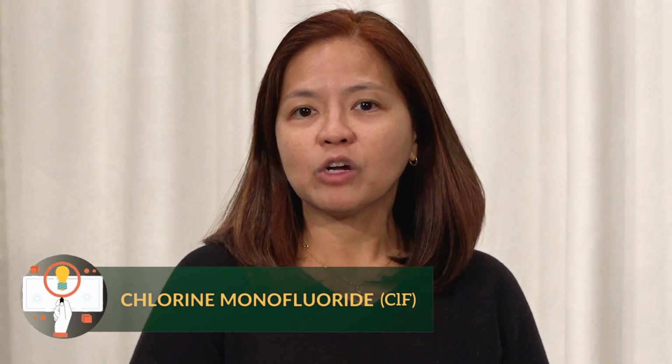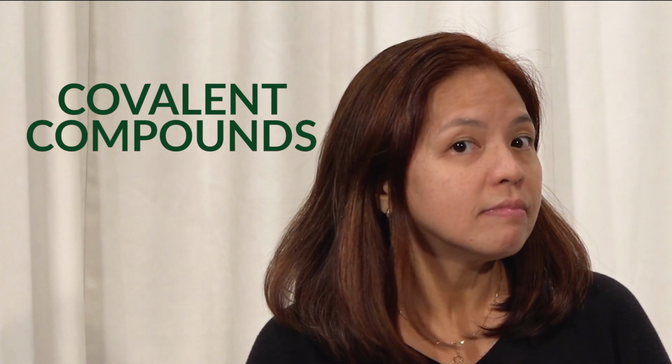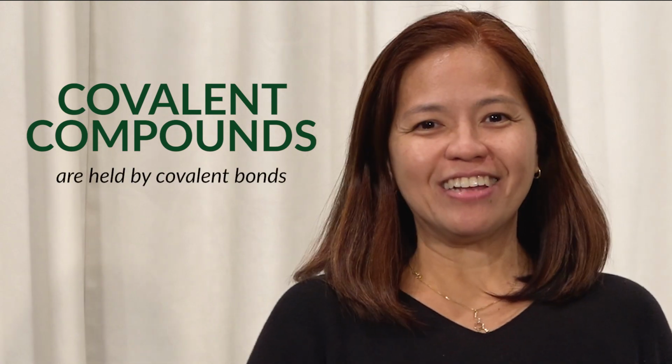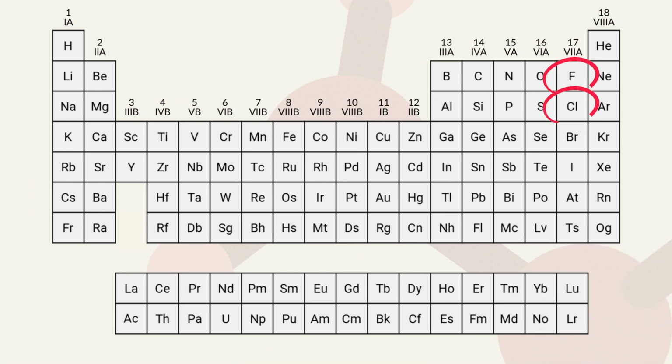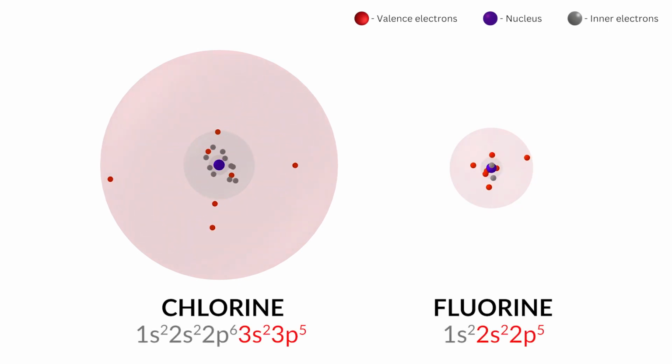Fluorine monofluoride is a covalent compound, which means that the atoms are held by covalent bonds. But the question now is, how exactly does a covalent bond form between atoms? To answer that, we need to take a closer look at their electrons. We can see here that chlorine and fluorine belong to the same group, which means that these atoms have the same number of valence electrons. This is shown in these representations of the chlorine atom and fluorine atom. Both of them have 7 valence electrons.